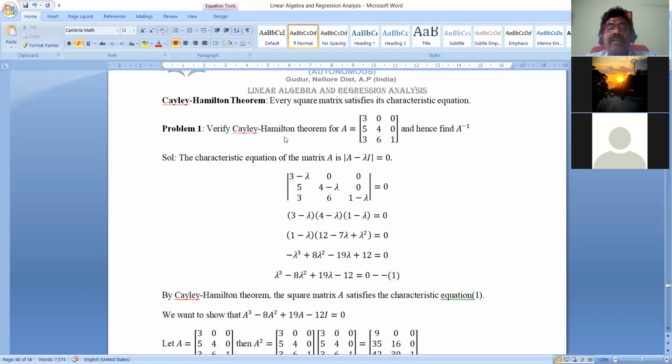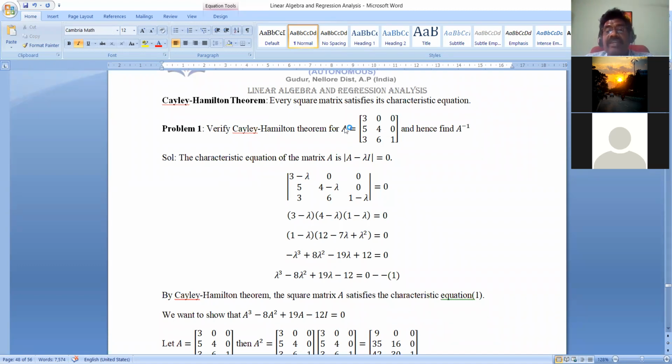by using the Cayley-Hamilton theorem. Verify the Cayley-Hamilton theorem for A equal to [3, 0, 0; 5, 4, 0; 3, 6, 1], and hence find A inverse. A inverse from the Cayley-Hamilton theorem, not from the adjoint method or any other method. From this theorem, we have to find the inverse of this matrix, and then show or verify that the Cayley-Hamilton theorem is verified for this given square matrix.